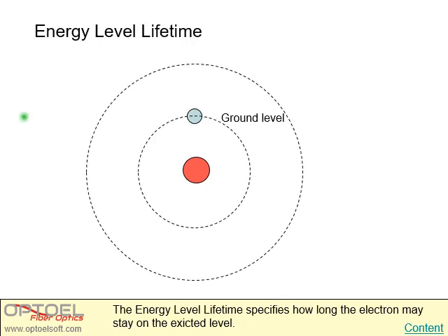This second transition is named excited state absorption. It is important to understand that electrons stay on the excited level only a certain time before they spontaneously decay to the ground level. The time interval is named energy level lifetime.